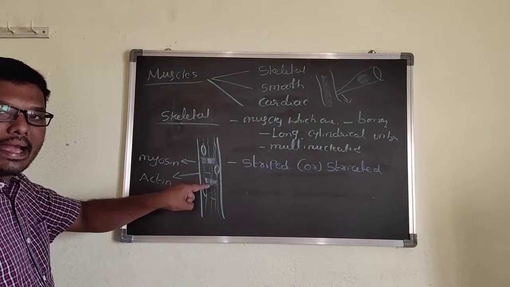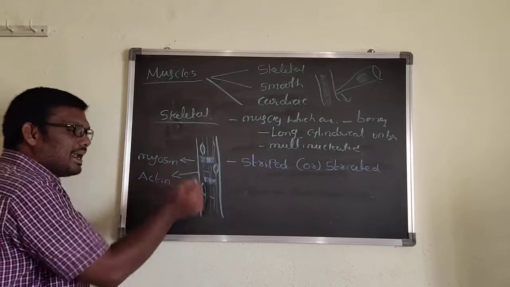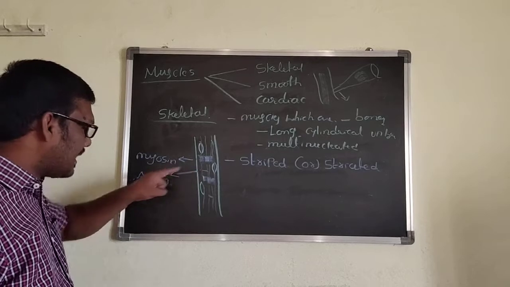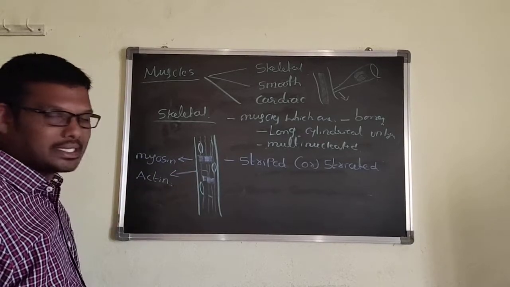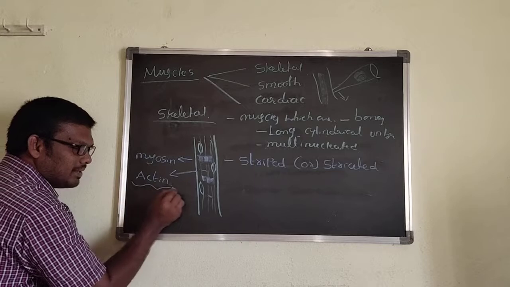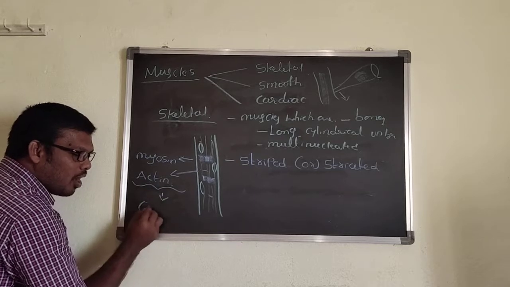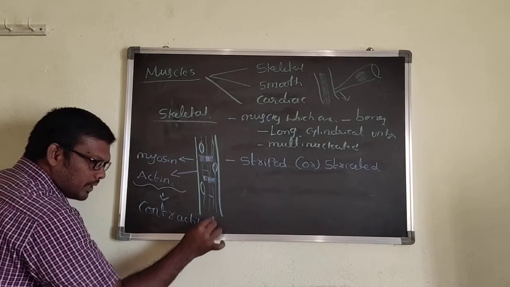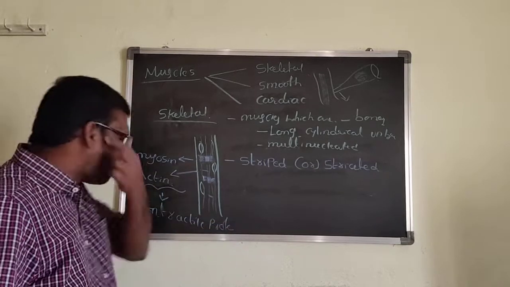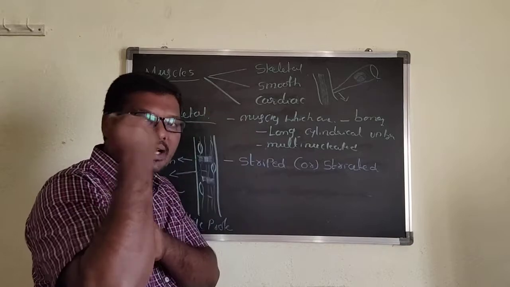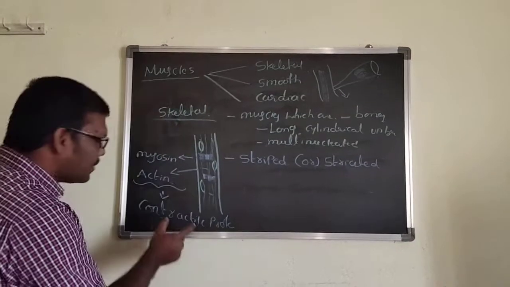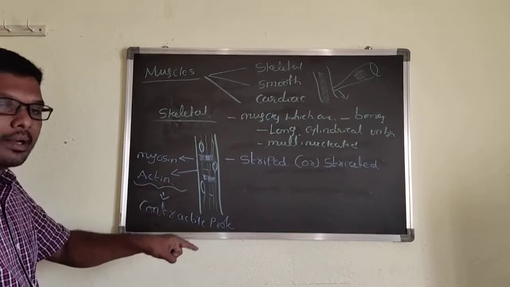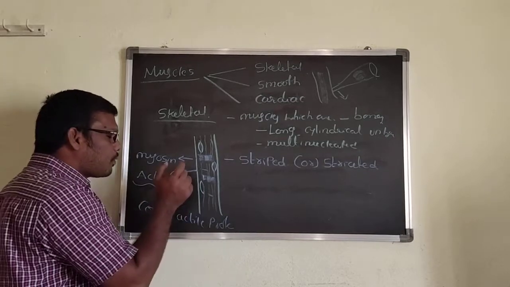What do the dark and light bands consist of? The dark bands have myosin protein and the light bands have actin protein. What are actin and myosin? They are contractile proteins. What is meant by contractile proteins? For the contraction of muscles we need a protein, and that protein is called a contractile protein. So for contraction we compulsorily need which proteins?